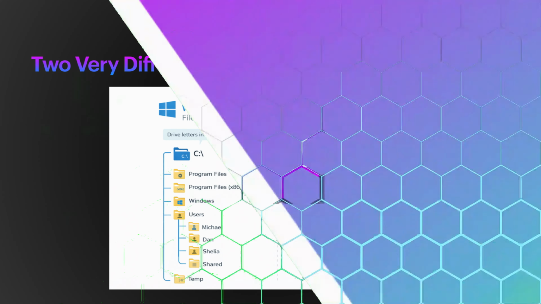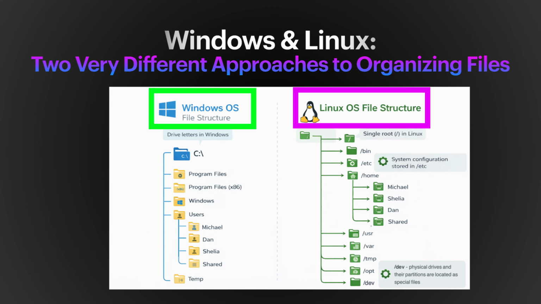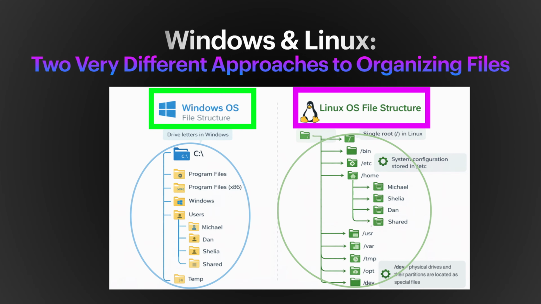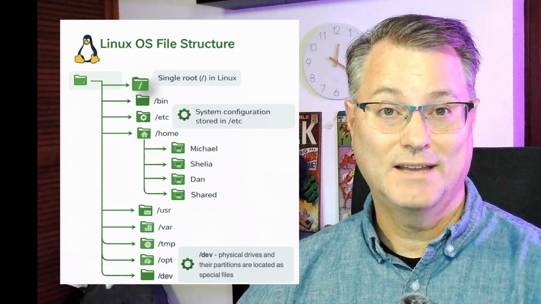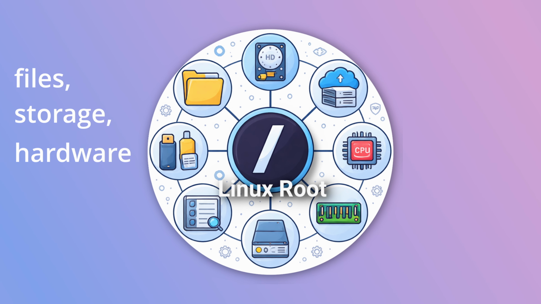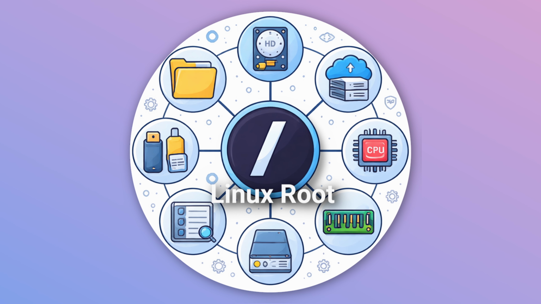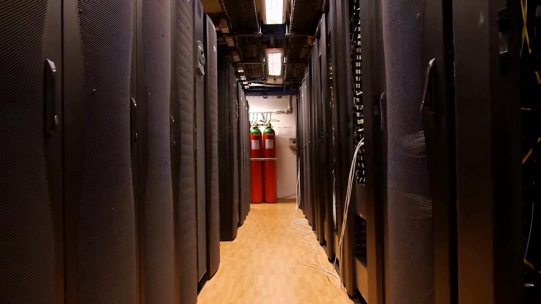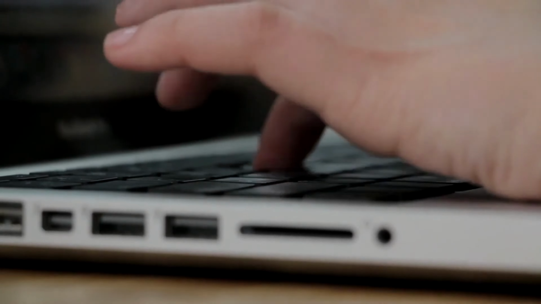So you're new to Linux and you're confused about the file structure. Let's talk about it. Linux and Windows use two very different approaches to organizing files, and those differences come from how each system was designed. Linux uses a single unified file tree that starts at the root directory with the /. Everything, files, storage, devices, and even hardware is accessed somewhere within this hierarchy. This often is described as everything is a file, and it makes Linux very flexible for developers, servers, and system administrators.